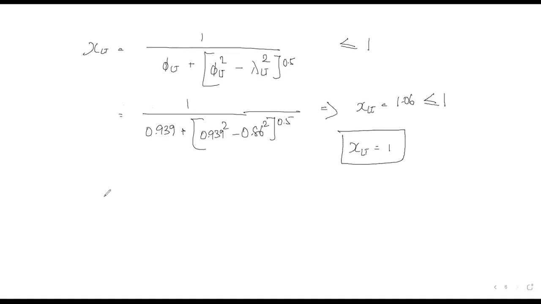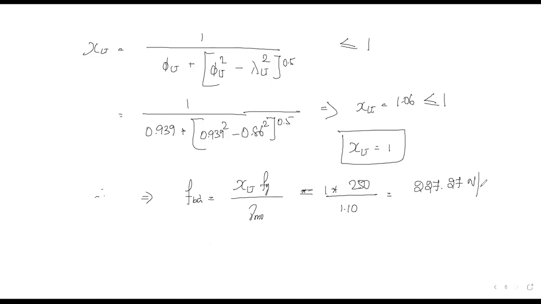Now we move on to the value of FBD, that is design bending stress. FBD is equal to XLT into Fy by gamma m naught. XLT we have as 1, Fy is 250, and gamma m naught is equal to 1.0. Substituting this, I get the bending stress as 227.27 Newton per mm square.